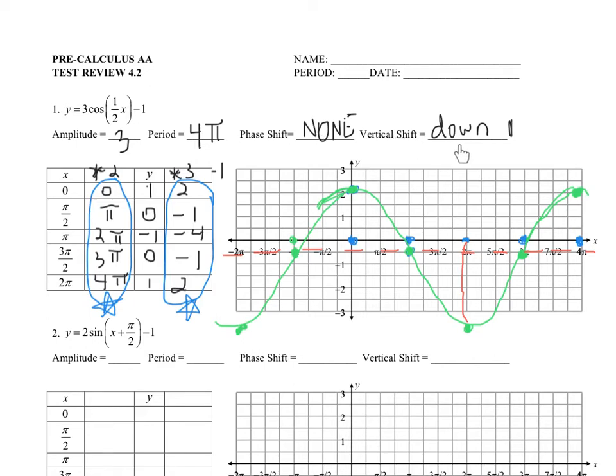And there is a vertical shift down, which is this -1 right here. This -1 makes the graph shift down 1 unit. And that's where you can see the centered line right here is at y equals -1. And that's it. We've answered question 1.